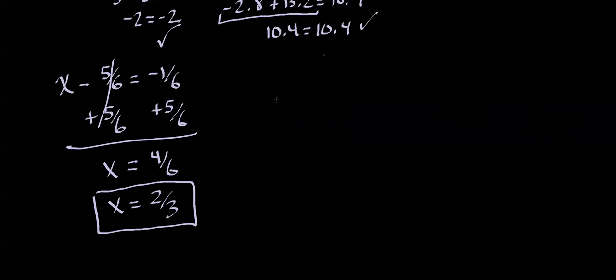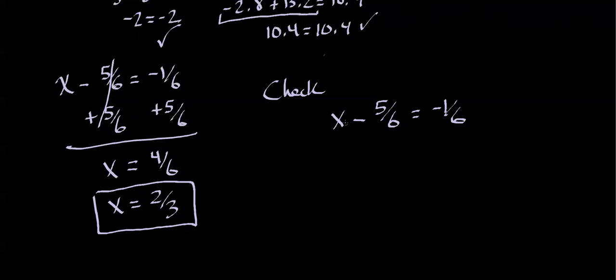So I'm going to write my original equation, which is x minus 5/6 equals negative 1/6. I'm going to plug in my value. And rather than plugging in 2/3, just to cut down on the work here a little bit, I know I need a common denominator if I'm going to subtract. So I'm going to plug in my original 4/6 that I came up with here. So I think my x is 4/6.